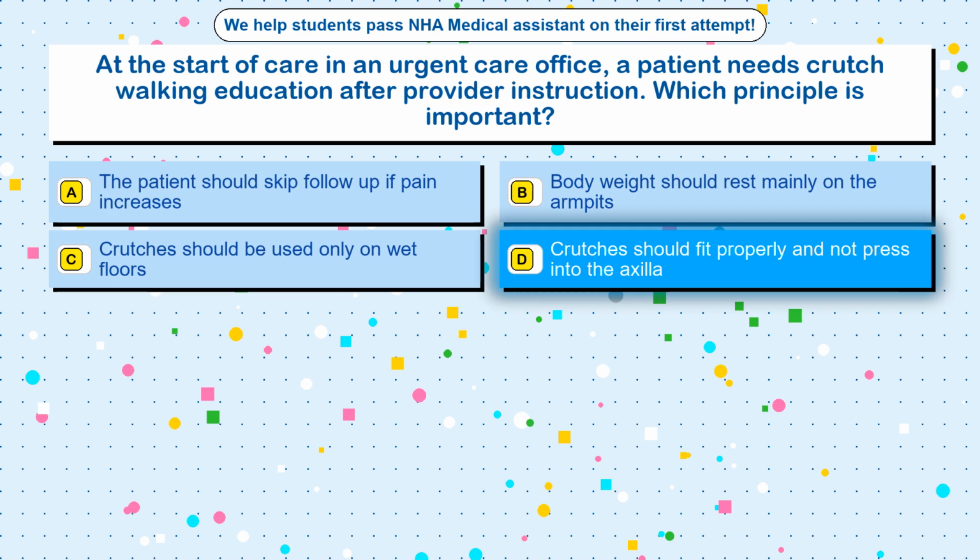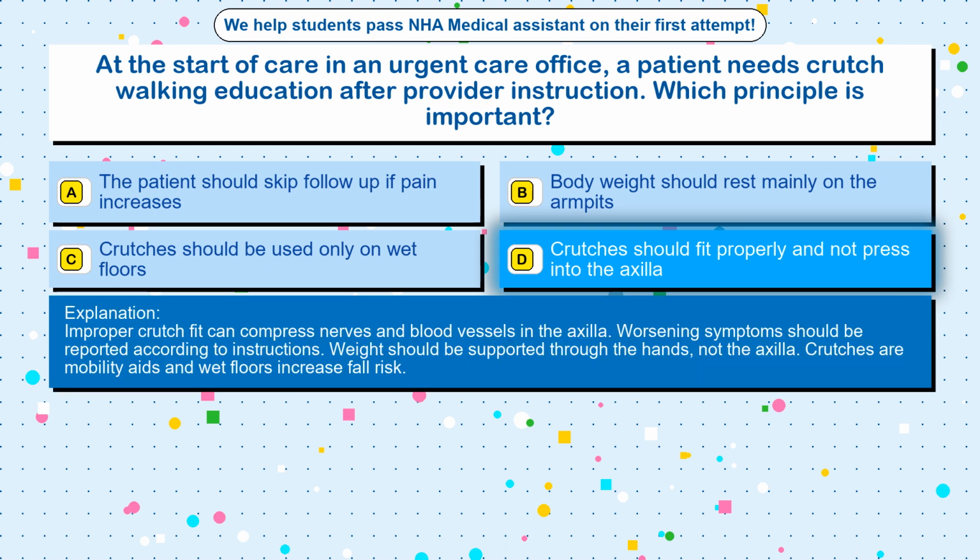The correct answer is option D. Crutches should fit properly and not press into the axilla. Improper crutch fit can compress nerves and blood vessels in the axilla. Worsening symptoms should be reported according to instructions. Weight should be supported through the hands, not the axilla. Crutches are mobility aids and wet floors increase fall risk.